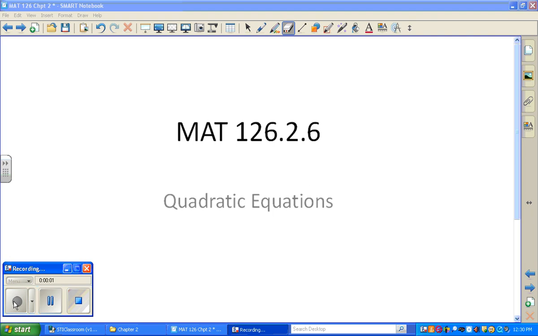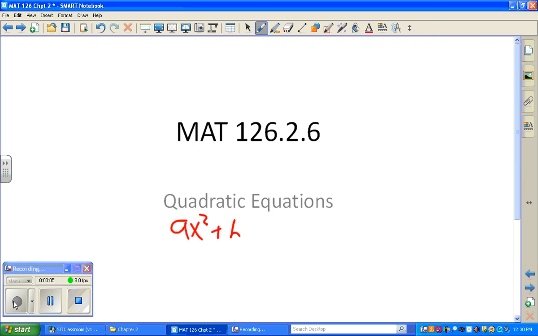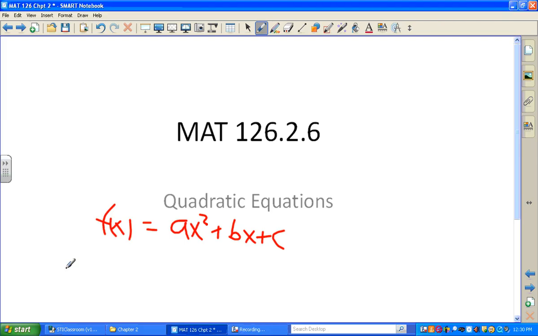There we go, quadratic equations. That's the topic for today. Ax squared plus bx plus c. We're going to talk about the fact that it is a function that passes the vertical line test. We're going to talk about what a does, what b does, and what c does.